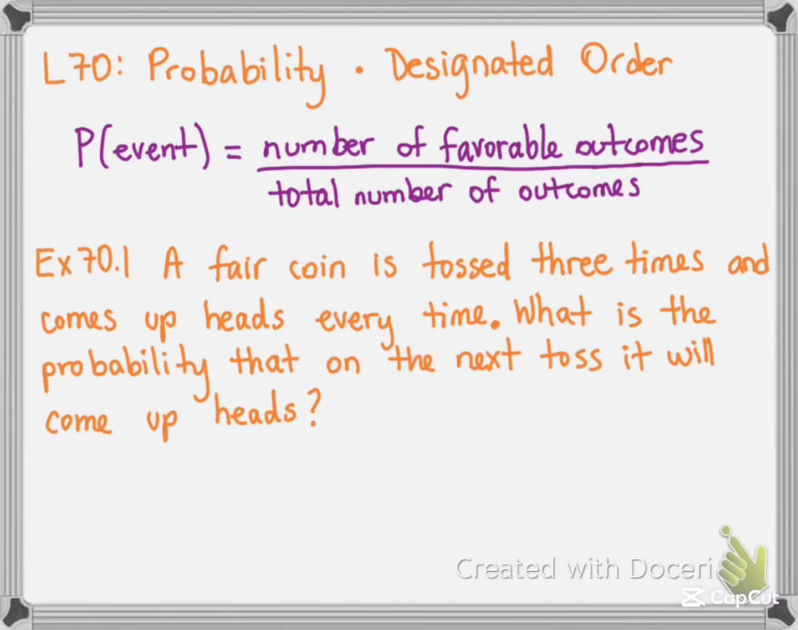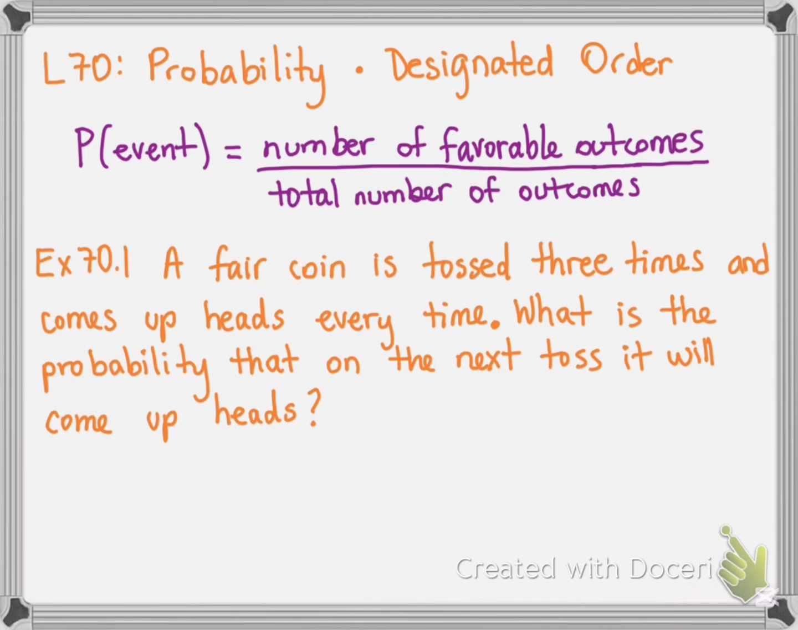Lesson 70 is about probability. And probability is how probable an event is to happen. The way to find the probability of an event is to compare the number of favorable outcomes over the total number of outcomes. So let's look at the first example.